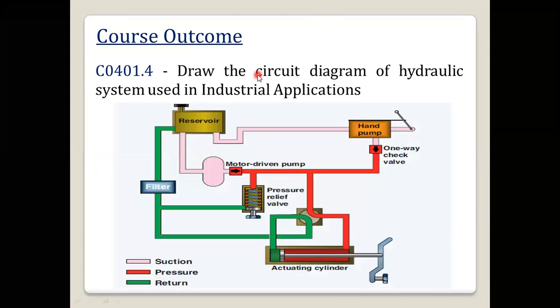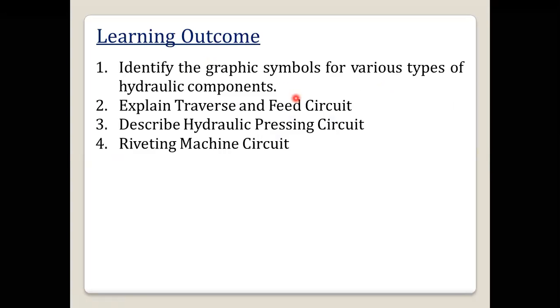Then the course outcome for this session, that is for unit number 4, is to draw the circuit diagram of hydraulic systems used in industrial applications. Then the learning outcome is that we have to identify the graphical symbols for the various types of hydraulic components. Then we have to explain the traverse and feed circuit. We will come to describe the hydraulic pressing circuit, then explain the riveting machine circuit.